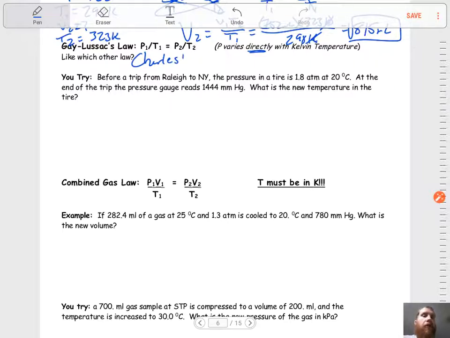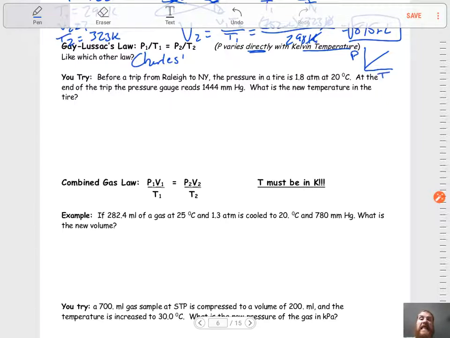Okay, but notice it's still a fraction, so we're going to clear the fraction the same way. And we still have temperature, so we need to make sure that we convert to Kelvin. Okay, so make sure you convert it to Kelvin. If we looked at a graph, it's going to look the same way, where it's increasing depending on temperature and pressure.